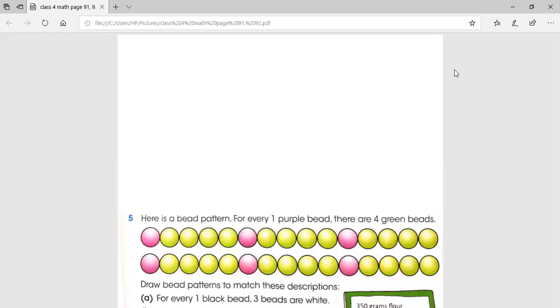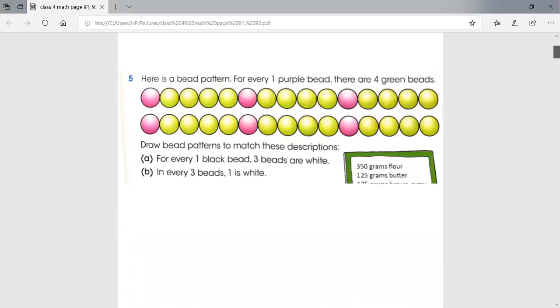The question is, question number 1, we want to draw the picture the same way. For every one black bead, there are 3 white beads. And the same way we want to draw the picture like this. Okay, there are 3 white beads.